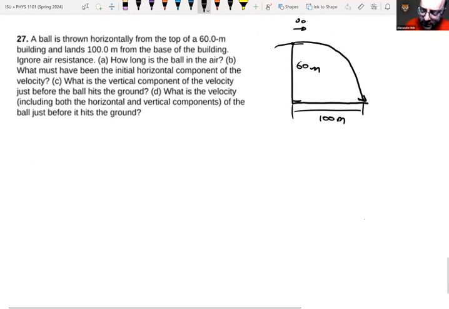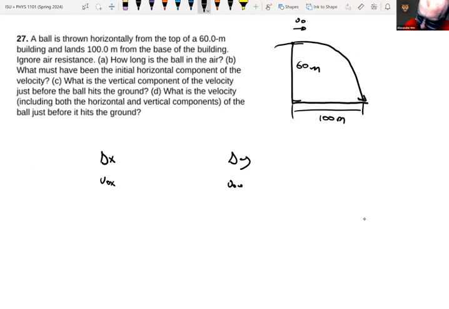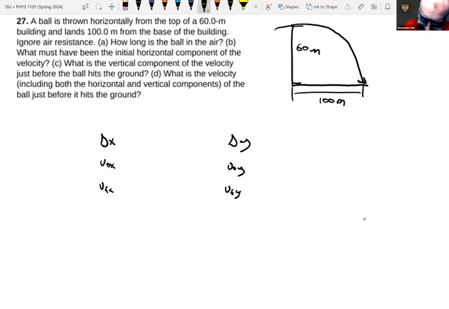Now, if we put our list of things together: delta x, delta y, v naught x, v naught y, v final x, v final y, and then a sub x, that is always going to be 0. A sub y is going to be negative g, and then delta t. Those are two things we don't know.